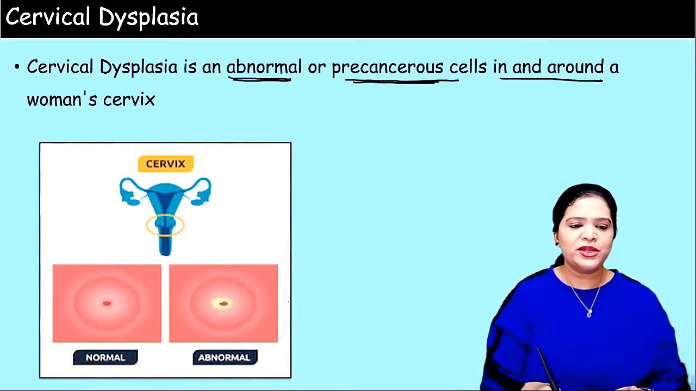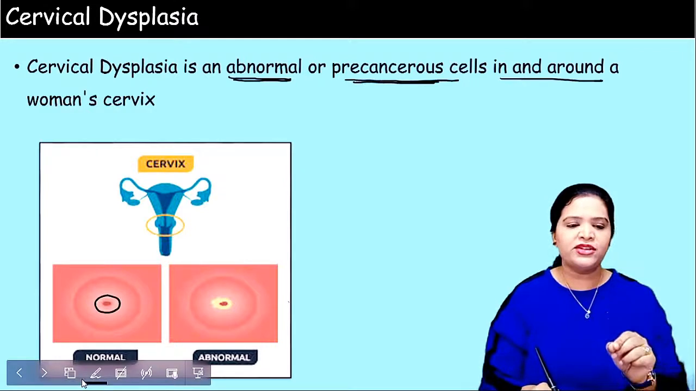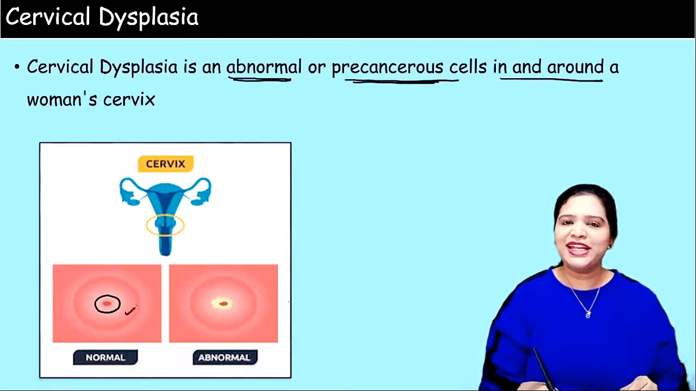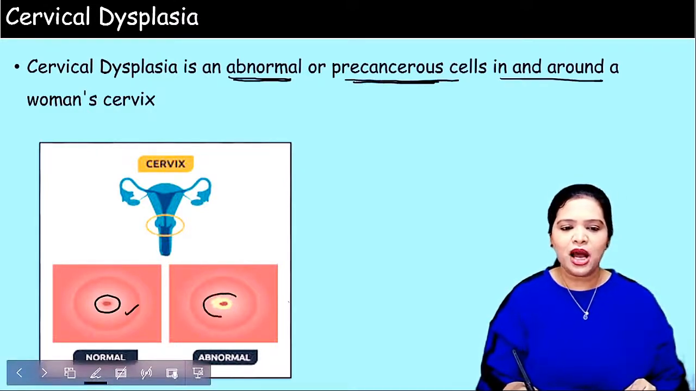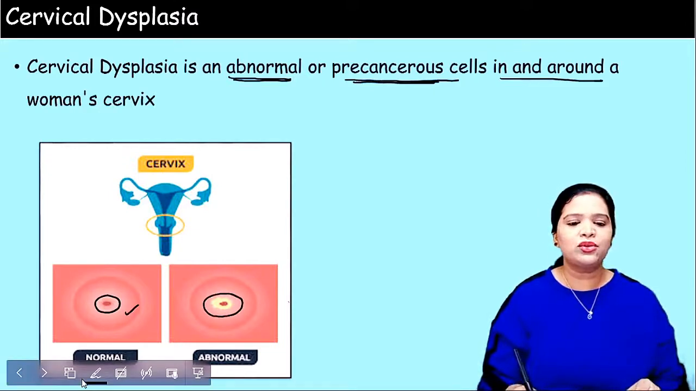So here look at this picture. This is the cervix, that is the opening region. If this structure is normal, it looks like this. And if this structure is abnormal, that means it has cancerous growth, then it will appear like this.